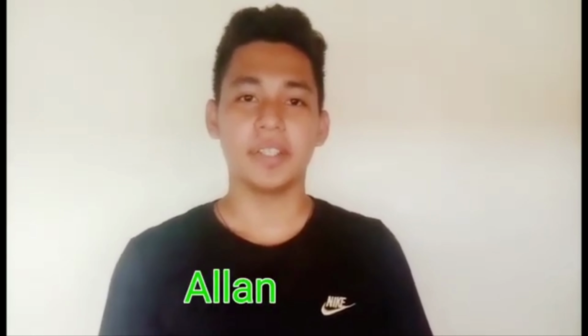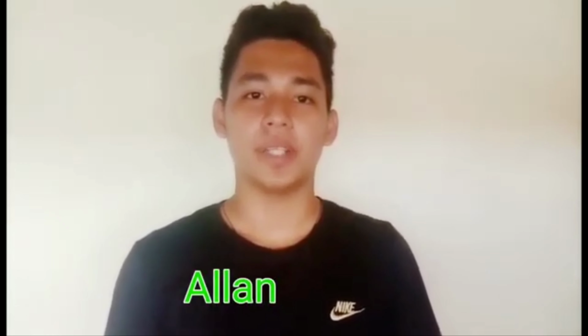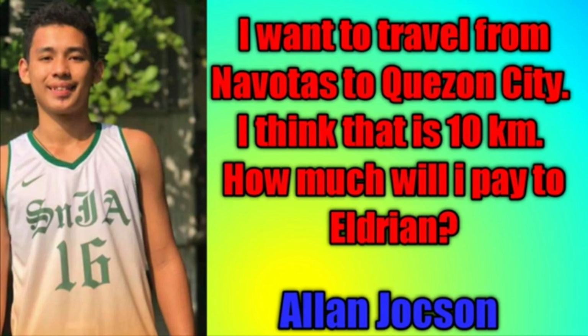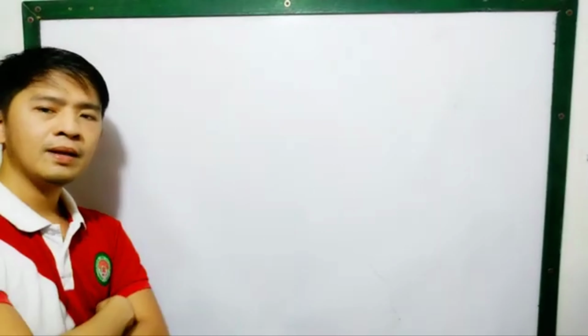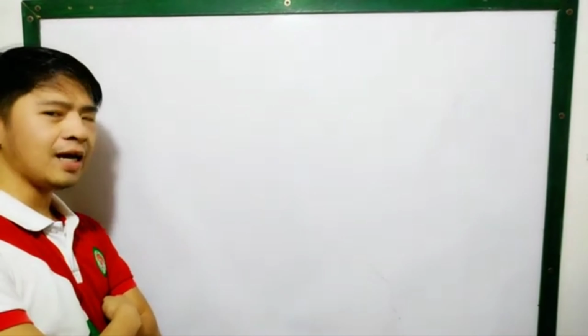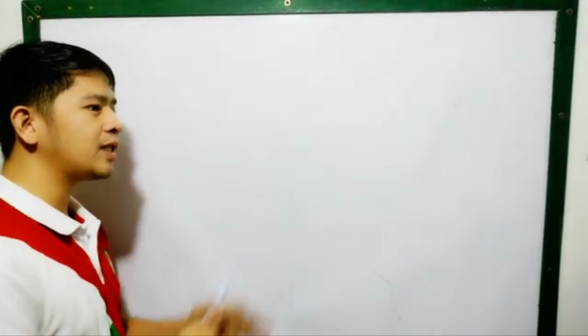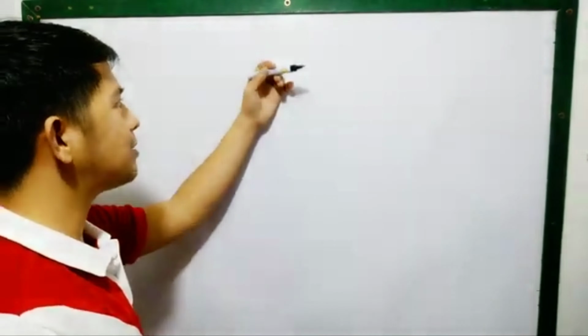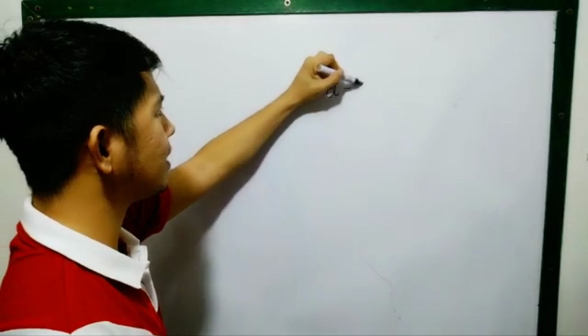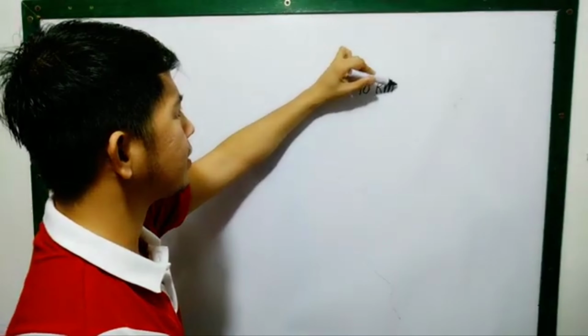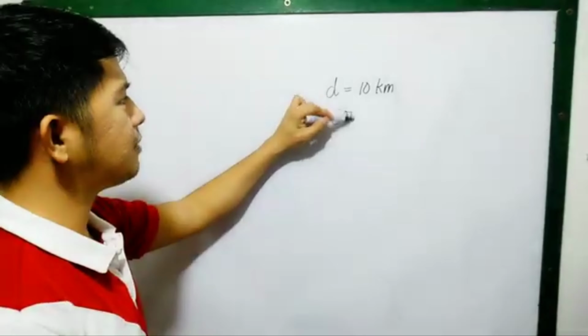Okay? I want to travel from Navotas to Quezon City. I think that is 10 kilometers. How much will I pay to Eldrian? Okay, so sunod naman, nag-travel si Alan ng 10 kilometers. So, ulitin natin yung situation. Kapag 0 to 10 kilometers, meron siyang fixed rate na 500 pesos. So, since ang distance na na-travel ni Alan is 10 kilometers, therefore, 500 pesos pa rin ang babayaran niya.